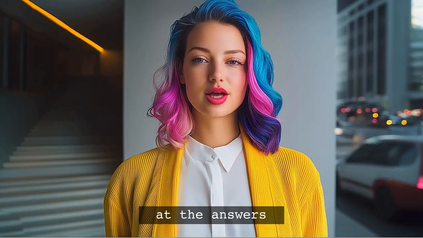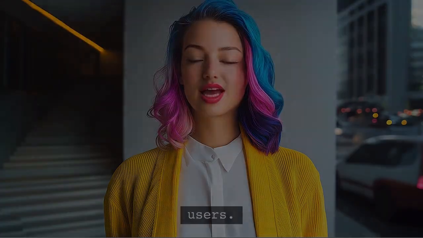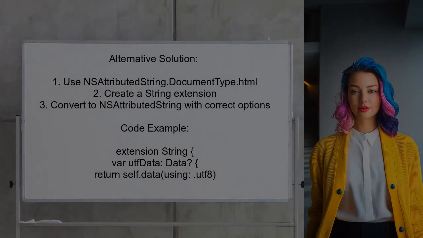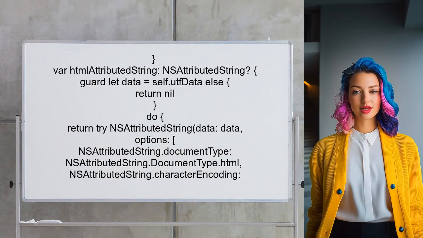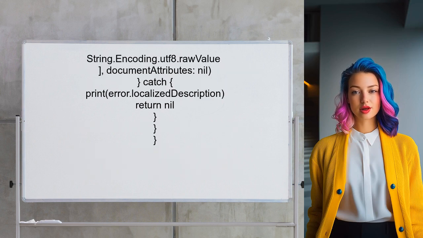Now let's look at the answers provided by other users. An alternative solution provided by another user suggests using NSAttributedString.DocumentType.html for handling HTML strings. They recommend creating an extension for the string type that converts the string into an NSAttributedString using the correct document type and character encoding.